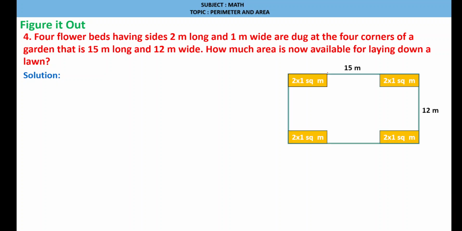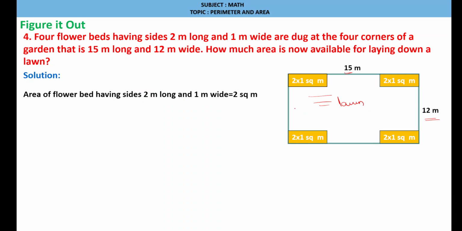Let us see. Here is the picture. So we have this rectangular garden, which has a length of 15 meters and a width of 12 meters. At the 4 corners we have these flower beds of 2 by 1, meaning 2 meters length and 1 meter width. Now we need to find how much area is available for laying down the lawn. So this entire part is the lawn. So we need to subtract these 4 flower bed areas from the rectangle.